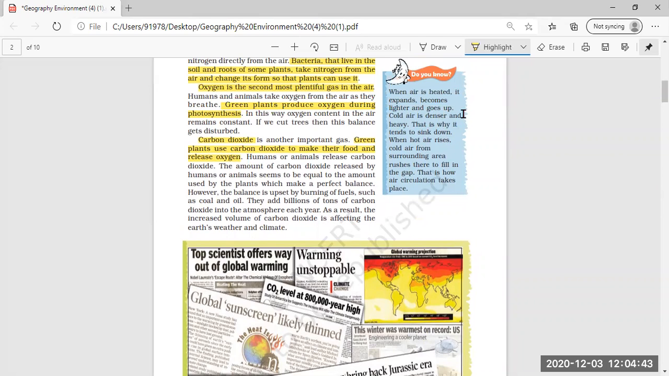When the air is heated, it expands, becomes lighter, and goes up. You already know that when anything is heated, when water is boiled at a certain degree, then it evaporates up in the form of evaporation. The same way the air is heated, it expands and becomes lighter, and then it goes up.